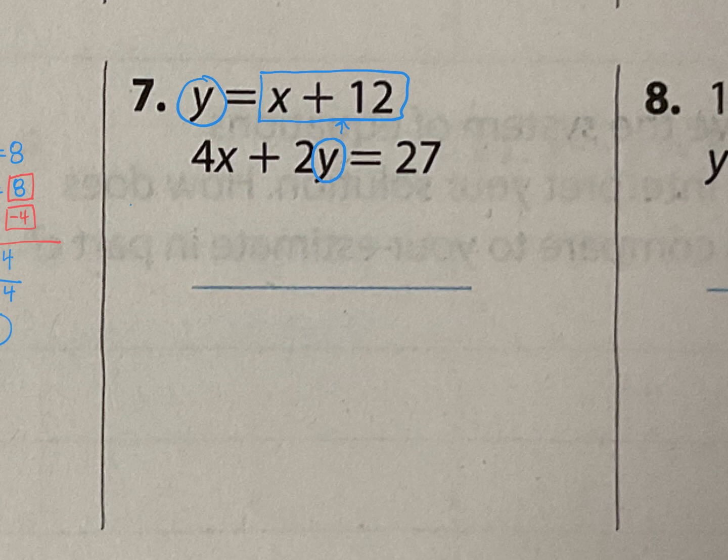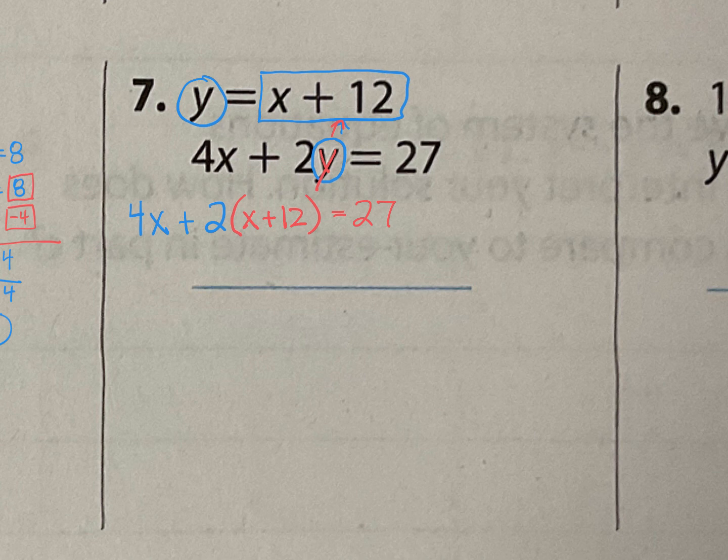So 4x plus 2, let's plug in what we know for y. Instead of 2y, we're going to plug in what we know y is. 2 times the quantity x plus 12 equals 27. All right, you want to see how many steps we've learned in the past that it's going to take to solve this one?